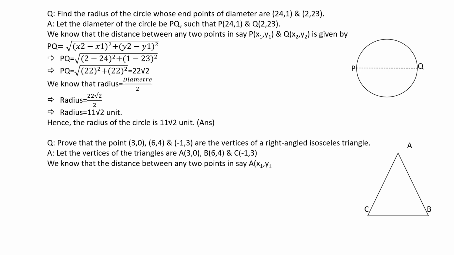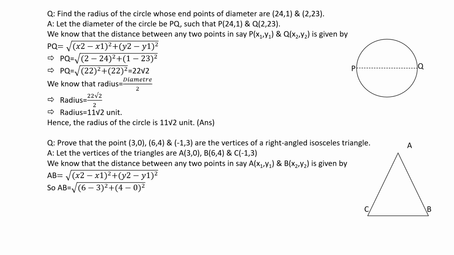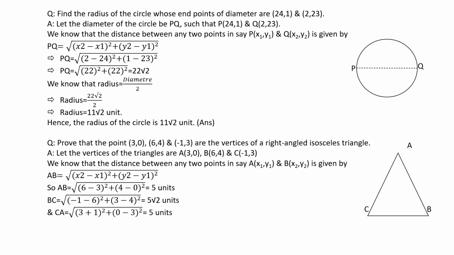Now we know that the distance between any two points, say A(x1, y1) and B(x2, y2), is given by the square root of (x2 minus x1) whole square plus (y2 minus y1) whole square. So AB equals the square root of (6 minus 3) whole square plus (4 minus 0) whole square, which is 5 unit. Likewise, BC equals the square root of (minus 1 minus 6) whole square plus (3 minus 4) whole square, which equals 5 root 2 unit, and CA equals the square root of (3 plus 1) whole square plus (0 minus 3) whole square. This is also equal to 5 units.